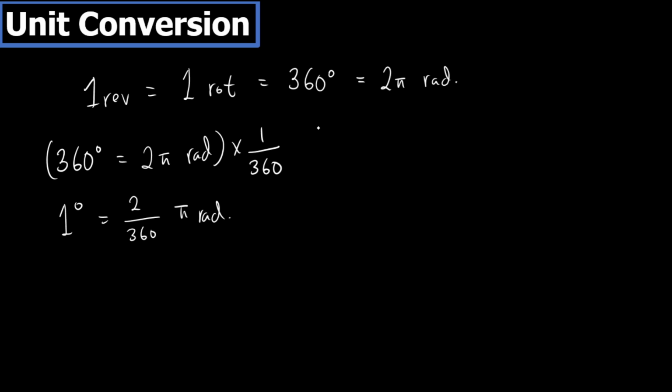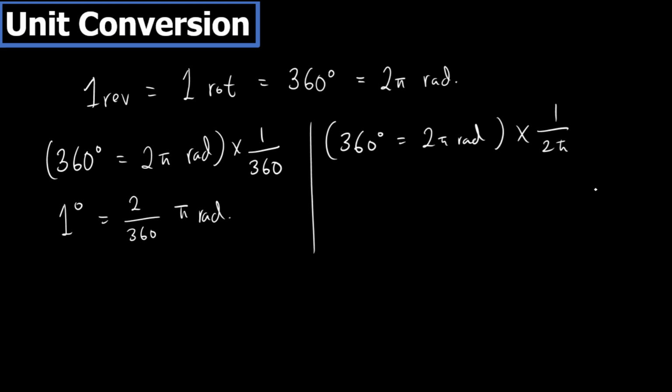Now, on the other hand, we have 2 pi radians on the other side. What we can do now is divide it by 2 pi, so multiply by 1 over 2 pi. And what we will have is 1 radian is equal to 360 over 2 pi degrees. So we can convert between degrees and radians based on what we divide and multiply by. Okay, so let's practice that.